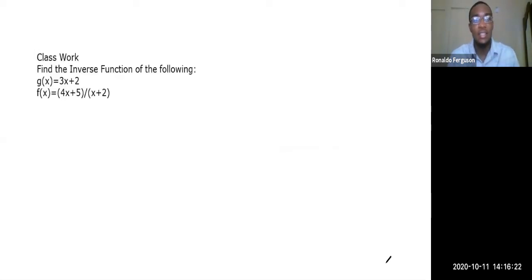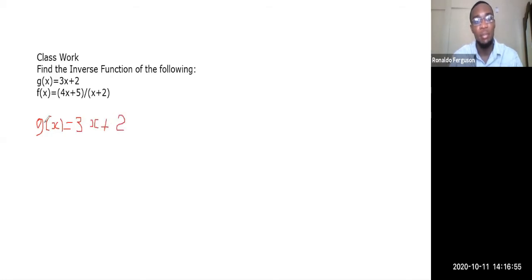Right here it says find the inverse of the following function. It says g of x is 3x plus 2. So find the inverse of the function. I don't want a mapping diagram and I don't want a graph. I just want to find the inverse. So the first one, g of x equals 3x plus 2.